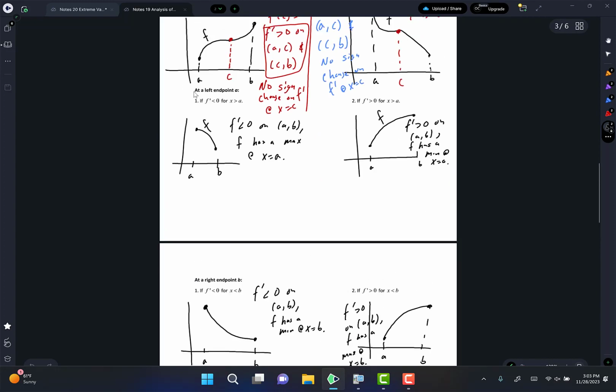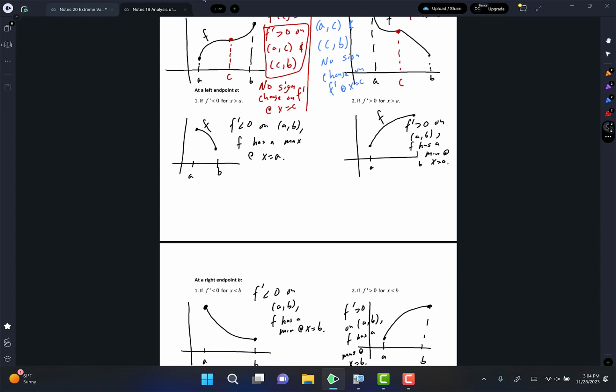Let's look at the left one. At the left endpoint, if my derivative is negative, that's a max. But my derivative is not negative. Didn't we say that my derivative was positive? So look, here's my left endpoint. My derivative was positive. Boom, it goes up. That's f. So that has to be a min. Do you see that idea?